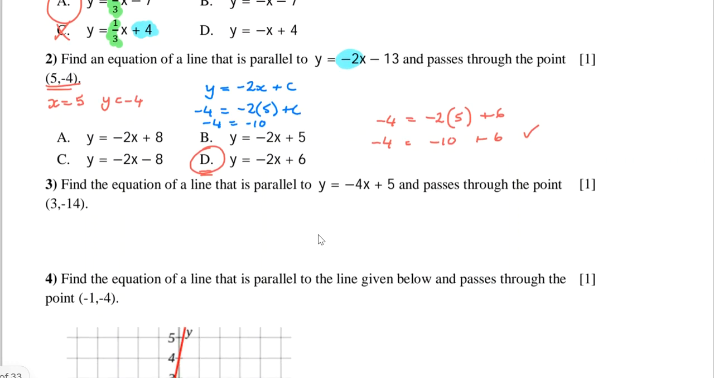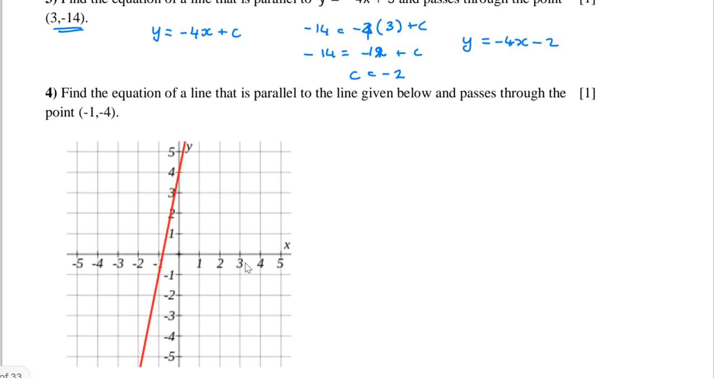Equation parallel to -4x plus 5 that goes through that point. So we're going to have y equals -4x plus something. Put this in. So -14 is equal to -3 times 3 plus c. So -14 is -9 plus c. So that means c is going to be... Oh, sorry, that's a 4, isn't it? Let me write. So that should be -12, yeah. So that should be -2. So we've got y is -4x minus 2.